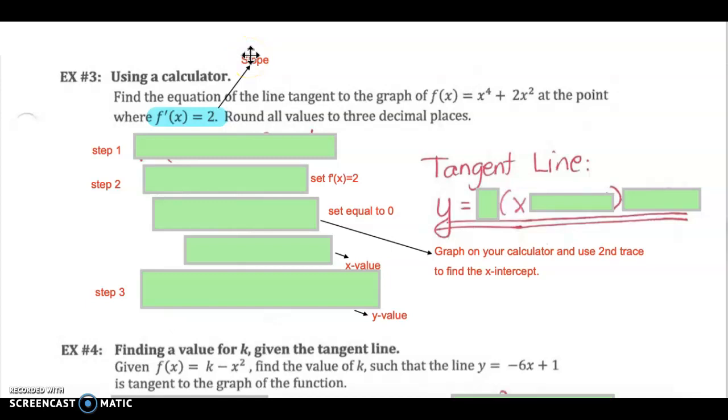All right, step 1, we want to find the derivative just using the power rule. So we'll take this original equation, find the derivative, which is going to give us 4x cubed plus 4x. Now, step 2, it tells us that f prime of x, which is this right here, equals 2. So we're going to set it equal to 2.